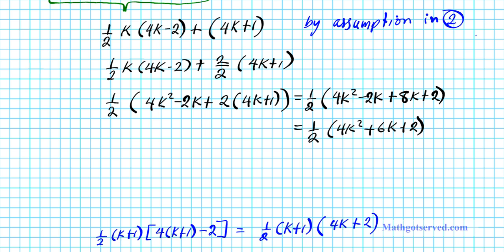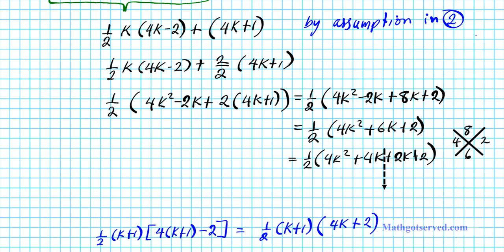Now let's factor this. I'm going to use factoring by grouping. So make a little x right here. The AC method. AC is 8 and B is 6. Two numbers that multiply to give you 8 and add to give you 6, 4 times 2. So we have 1/2 times 4k squared plus 4k plus 2k plus 2. And then we can break it down the center and factor by grouping. So go ahead and do that.